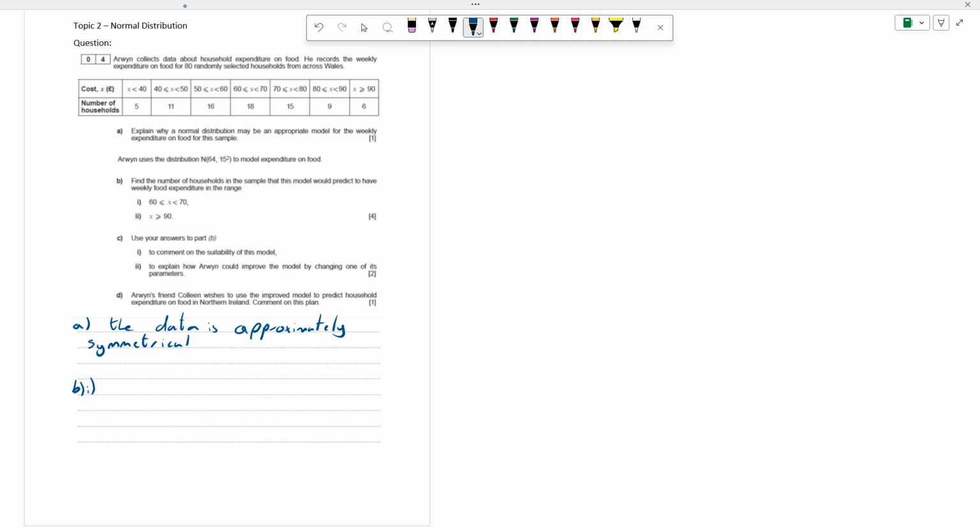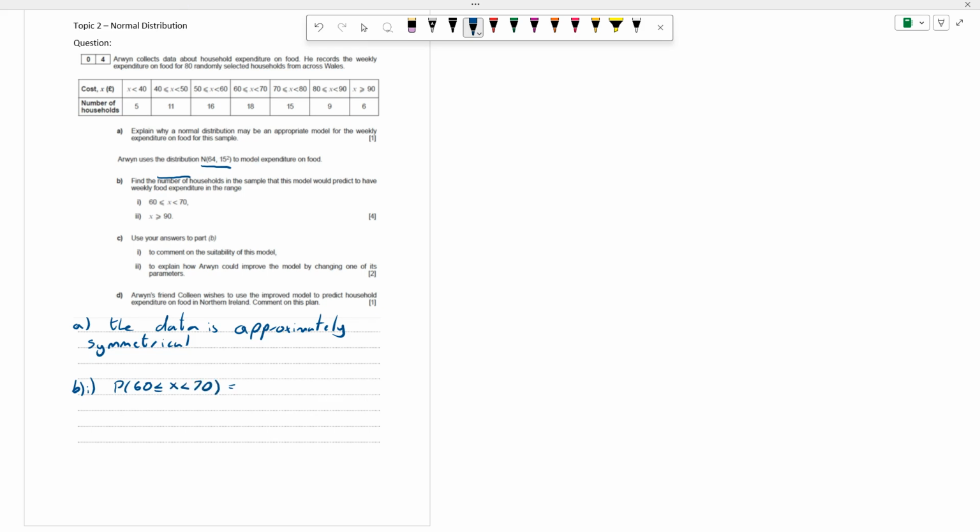Right, now, Arwen uses a normal distribution of 64 and 15 squared to model the expenditure on food. Find the number of, so it's not asking me for a probability, it wants the number of households in a sample that this model would predict to have. So I am going to do the probability first. I'm going to do probability between 60 and 70.